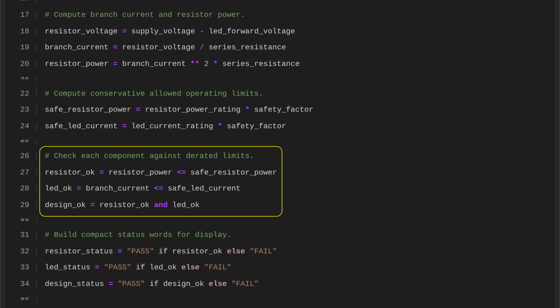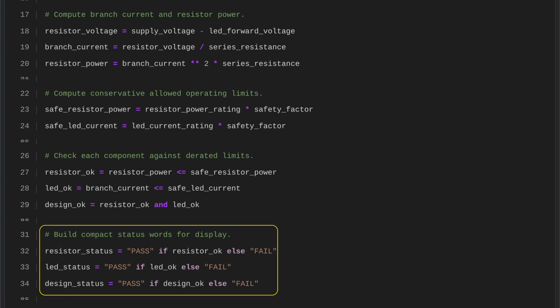The code checks whether the resistor and LED are operating within safe limits. It compares the resistor's power to its safe rating and the LED's current to its safe rating. The circuit design is considered acceptable only if both checks pass. The safety check labels each part as pass or fail based on its limits. The resistor passes if its power use is safe, and the LED passes if its current is safe. The overall design passes only when both components pass. Otherwise, the design fails.